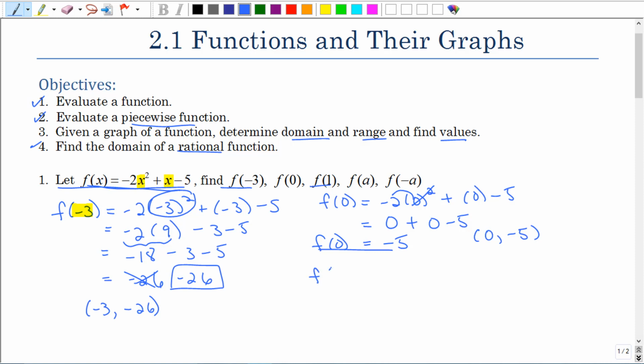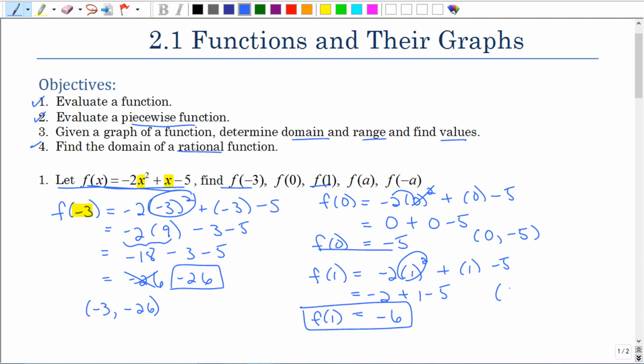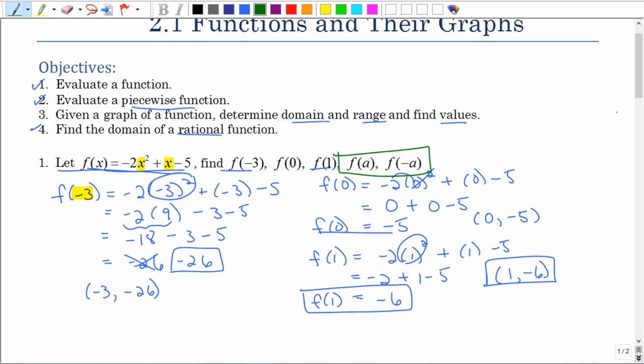So f of 1, again putting in 1 everywhere there is an x, so that's going to be 1 times -2. So let's see, that's -1, that's -6. So f of 1 equals -6, and again that would be the point on the graph when x is 1, y is -6. Now look at these weird things. It says to plug in a letter in place of a letter. Yes, we sometimes do that in our algebra classes.